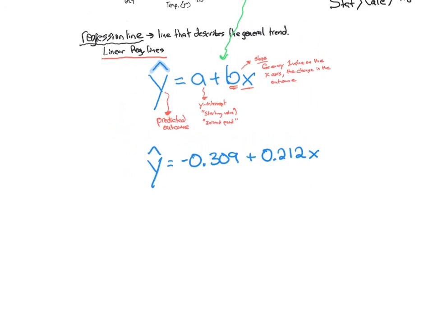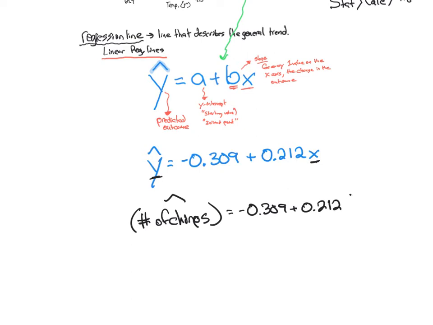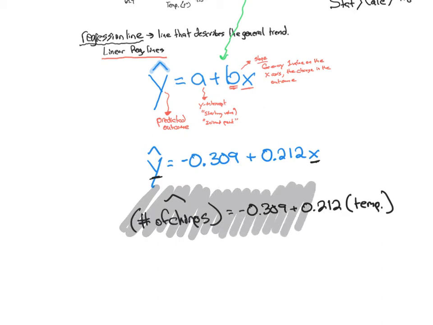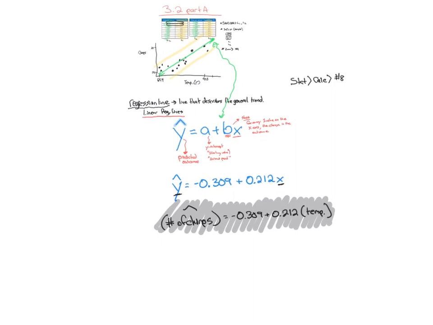Now let's get a little more AP-like on this. So AP is going to say you cannot just leave this general x and general y. So what is x and what is y? Y, remember, is the number of chirps. So I'm going to just say the number of chirps predicted, right, the little hat, is equal to negative 0.309 plus 0.212. Instead of writing x, what is x? It is the temperature, right? So what I'm doing here is labeling inside my equation. So there is the equation right there, and that is what is throwing a nice line of best fit.